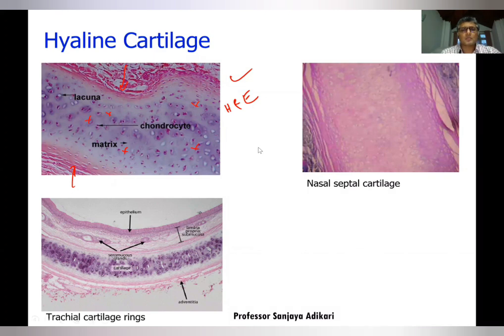Now this is an example of a tracheal ring in the trachea. Again, you should be able to identify the cartilage. This is the hyaline cartilage in the trachea. This is the epithelium here, and this is the lamina propria that we discussed, loose connective tissue there. And this is the nasal septal cartilage. Again, it's a very nice hyaline cartilage with the perichondrium on either side.